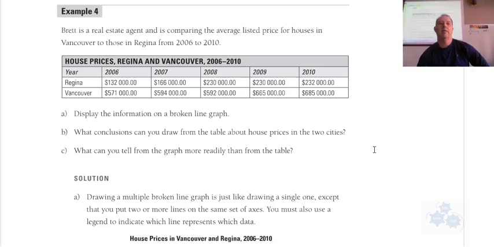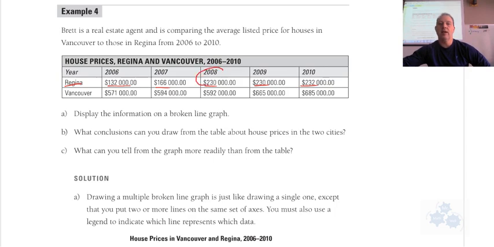All right, example 4. Brett is a real estate agent and is comparing the average listed price for houses in Vancouver to those in Regina from 2006 to 2010. We have a chart here. One of the ways we can display data is in a chart. Maybe it's not as quick and easy to see trends as a graph, but we could look and say, okay, in Regina the price in 2006 was 132,000, then 166, then 230, 230, and 232. So we can see that generally the price is increasing.